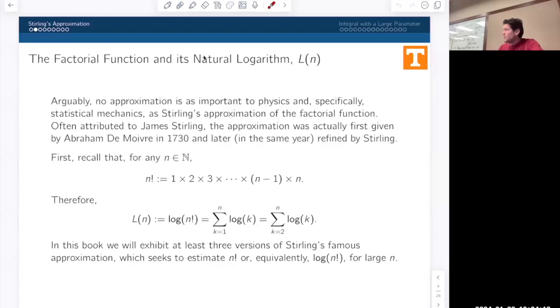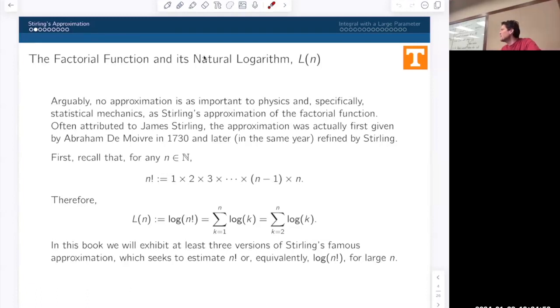So this is an approximation which is attributed to Stirling. And this is not necessarily the approximation that he gave. Although I will point out that the approximation is actually due a little bit earlier to a guy named Abraham de Moivre in 1730. And the same year Stirling refined the approximation, he basically gave a slightly better approximation. And for some reason, the approximation took his name afterward. It's not called de Moivre's.